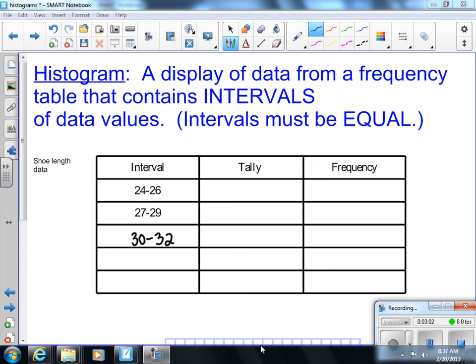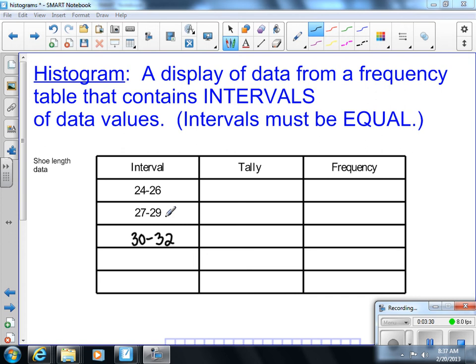And the key to making a histogram is that your intervals must be the same. Make sure they're consistent. Now, unless you're told how big to make your interval, it could be anything. So that's why a histogram depends on how you set it up. But I'm going to guide you and get us started, and I did intervals of 3. So what do you think we're going to do next? Right, we're going to tally.